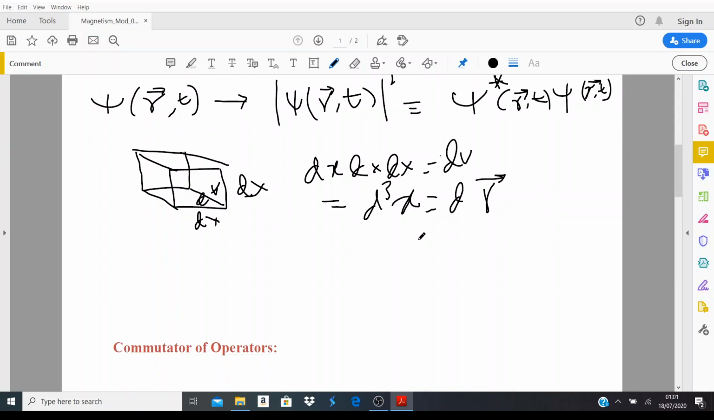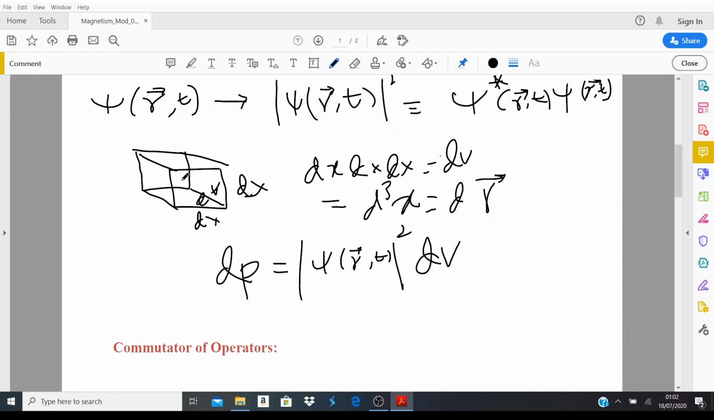Now, if one asks what is the probability of finding that particle in this dV volume, then the probability that we will find the particle inside this small volume element is nothing but the volume element times the modulus square of the wave function. So the wave function modulus square gives us the probability of finding the particle inside a finite volume. That's really the key understanding of the wave function, which Born first interpreted in this way.